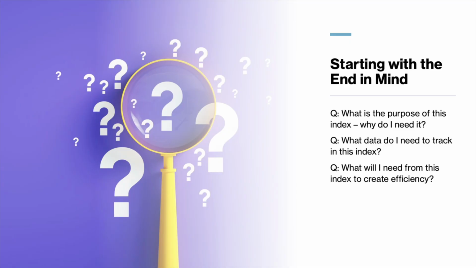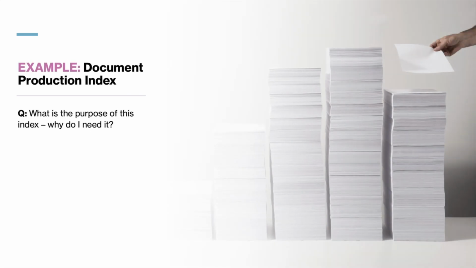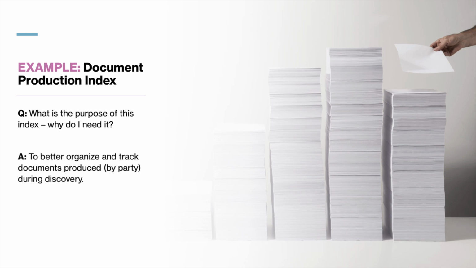Let's dive into this. Let's use an example for a document production index. What is the purpose of this index? Why do I need it? We need it to better organize and track documents produced by party during discovery. There are lots of things that we need to track during the course of discovery. Document production is one of them.